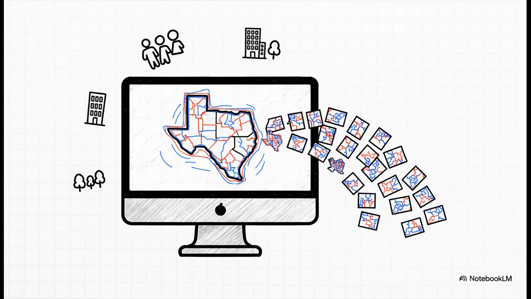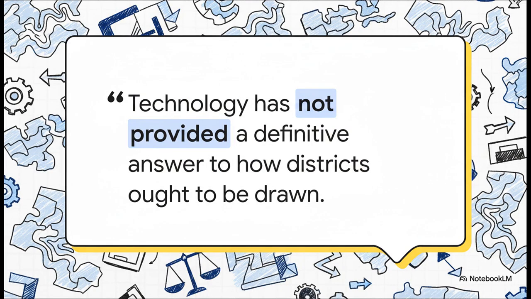And that brings us to the great paradox of the modern era. Right now, we have incredibly powerful computer software that can draw maps with pinpoint accuracy. We can literally generate thousands of different map options in seconds, all of them perfectly legal and following the basic rules. But, and this is the big but, all that technology hasn't actually solved the problem. As the Congressional Research Service puts it, technology hasn't given us a final answer. At the end of the day, a computer can't tell you what's fair. It can't tell you which values we should prioritize. That's still a human decision.